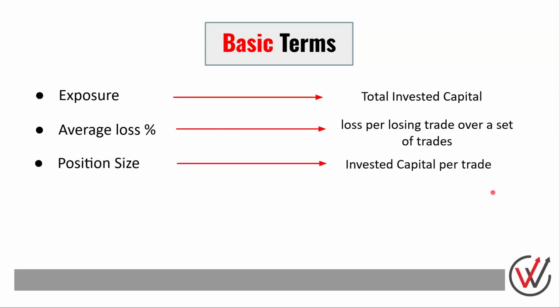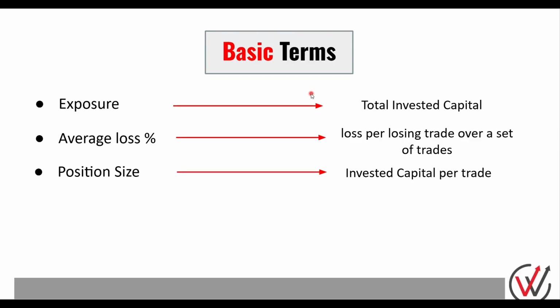Then comes position sizing. Position sizing is the invested capital per trade. एक्सपोजर होता है टोटल कैपिटल इन्वेस्टेड, बट उस एक्सपोजर को आपने कितने स्टॉक्स में डिवाइड किया है. लेट्स से मैंने 5 लाख का एक्सपोजर लिया और उन 5 लाख में मैंने 1 लाख की 5 पोजीशन बनाई. So position size is 1 lakh and exposure is 5 lakhs.